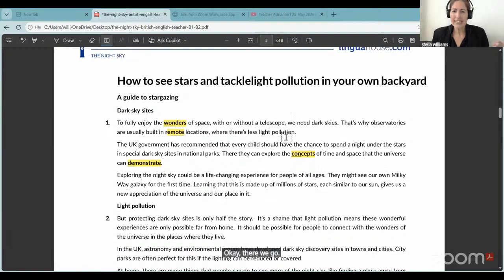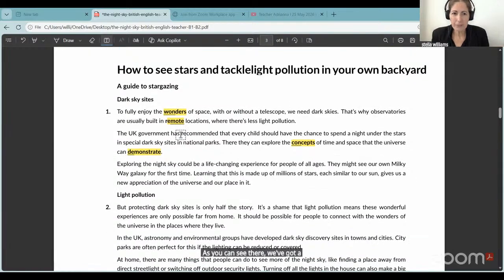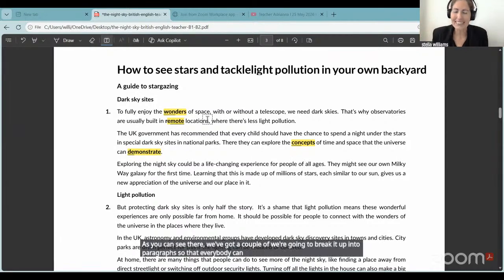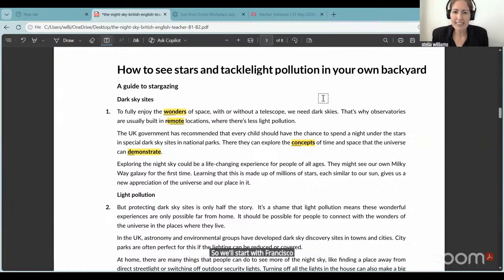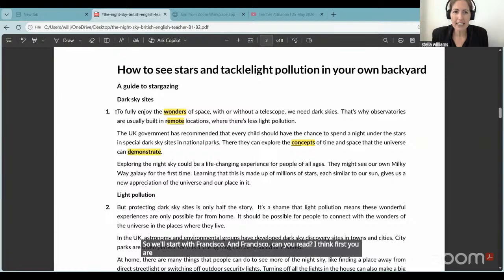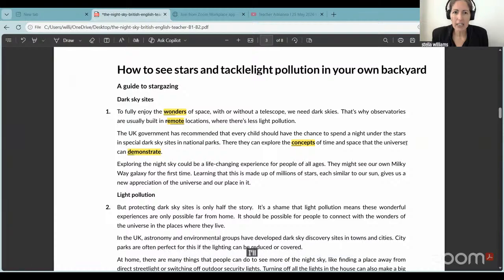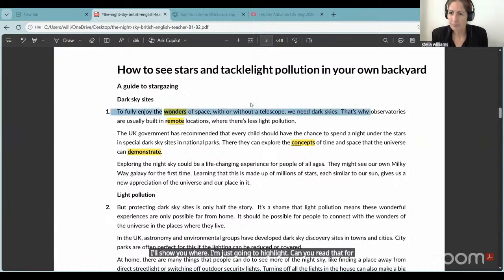As you can see there, we're going to break it up into paragraphs so that everybody can get a turn, all right? So we'll start with Francisco. And Francisco, can you read, I think first, yeah, up to, can I show you where? I'm just going to highlight. Can you read that part for us?